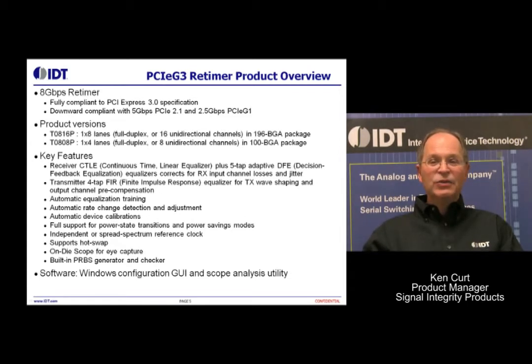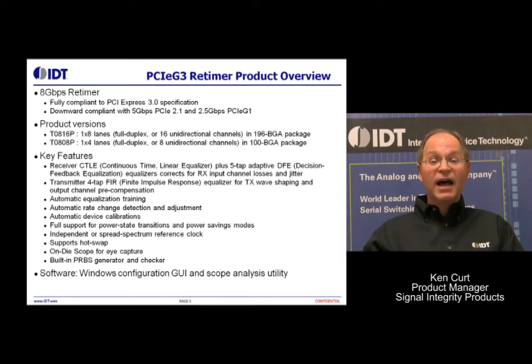In addition to the automatic equalization, our device automatically adapts for different rate changes and optimizes for the actual rate of operation. So for example, if someone plugs in a Gen 1 host bus adapter or graphics card, our device will optimize for the 2.5 gigabit per second data rate.